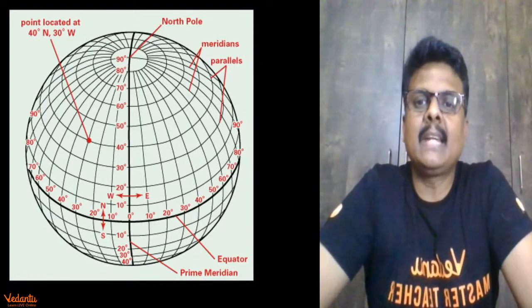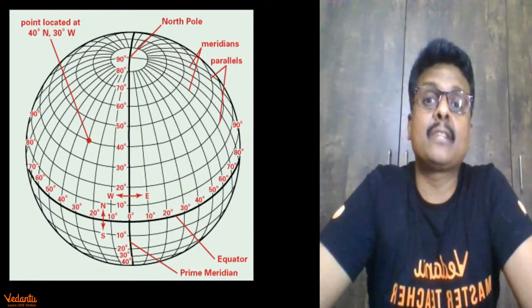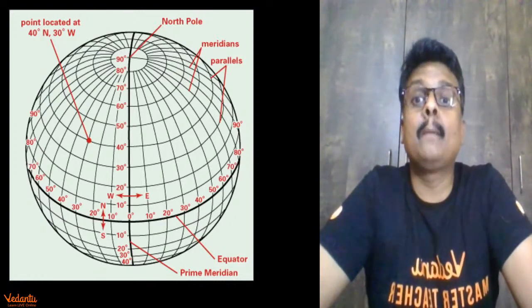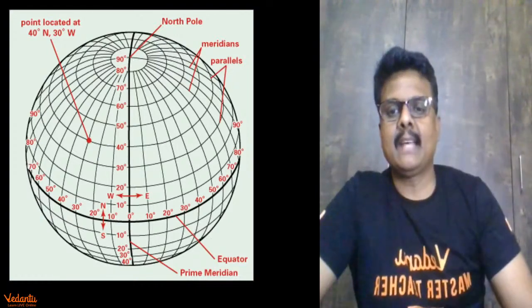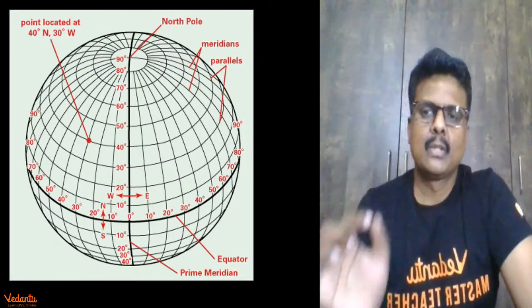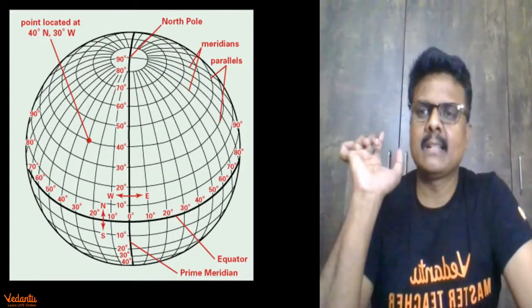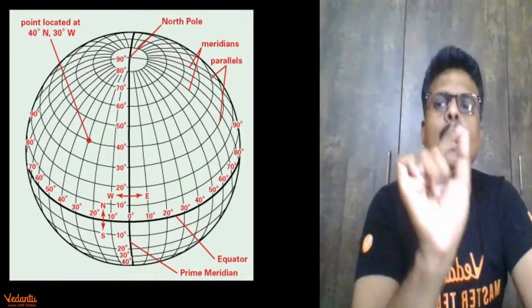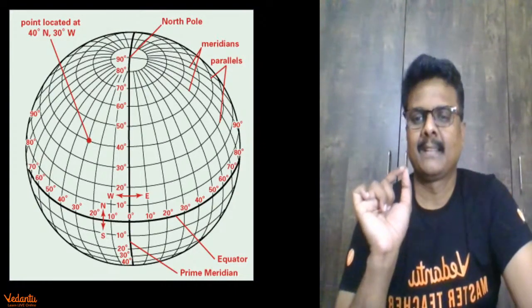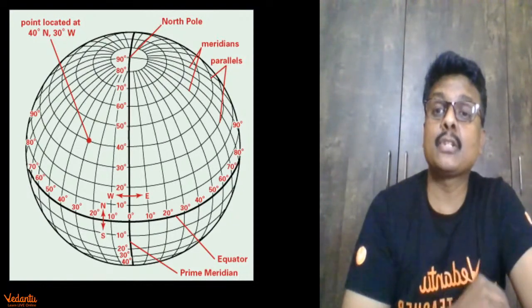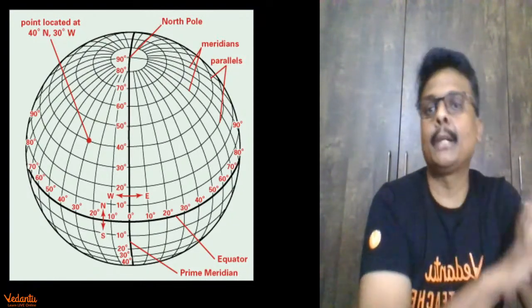Right? See, it is clearly mentioned: the latitudinal lines are on the right side, parallels. Longitudinal lines are called meridians. It is also given what is an equator, what is a prime meridian. So if you want to locate any place, it is super simple. All you have to do is say how many degrees north, how many degrees west. That is how people quickly identify places using latitude and longitude.